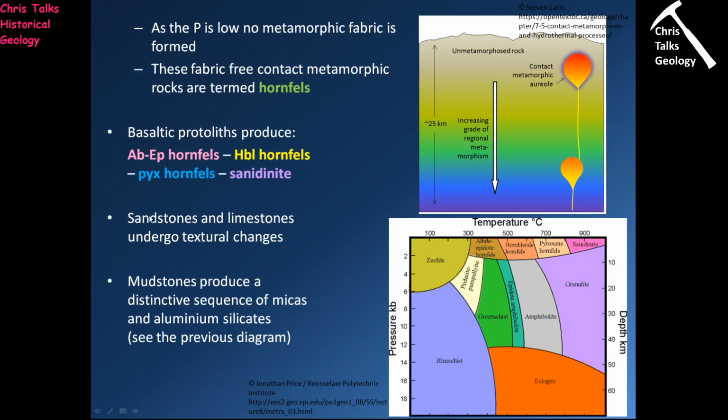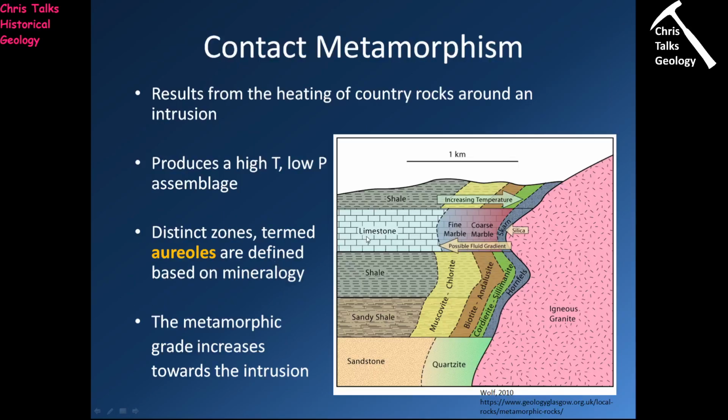So if you saw in the previous diagram, sandstone and limestone undergo textural changes. So what we have here is we have a layer of limestone. So your limestone turns into a marble. Limestone consists of calcium carbonate. Marble consists of calcium carbonate. Okay, because once again, the rock you produce through metamorphism is a reflection of the protolith.